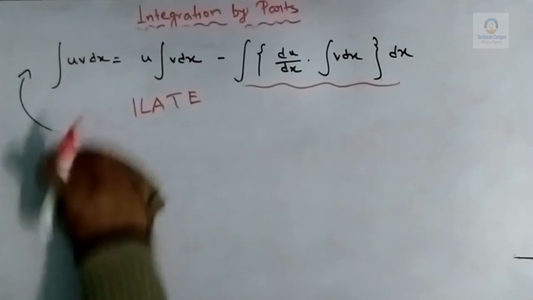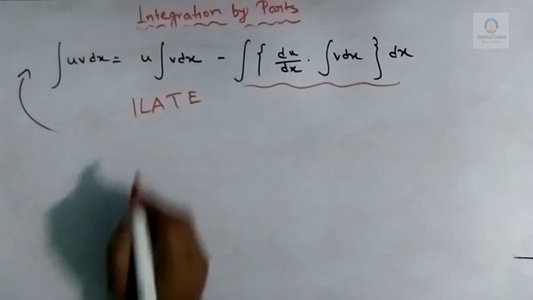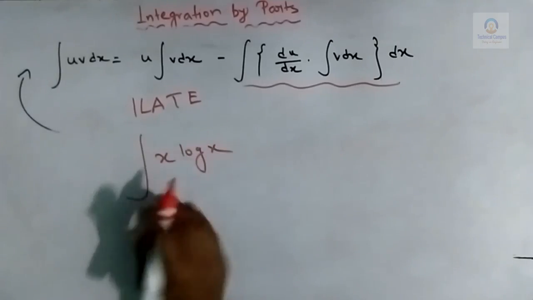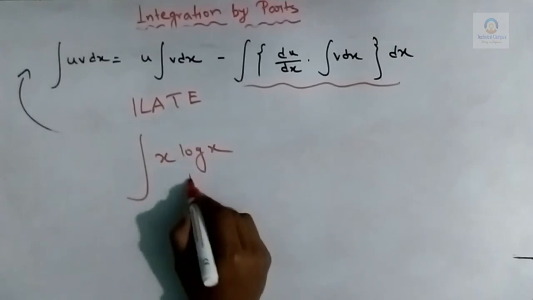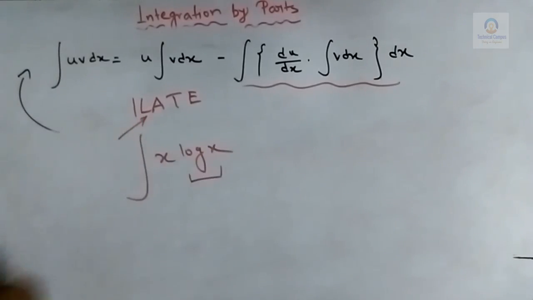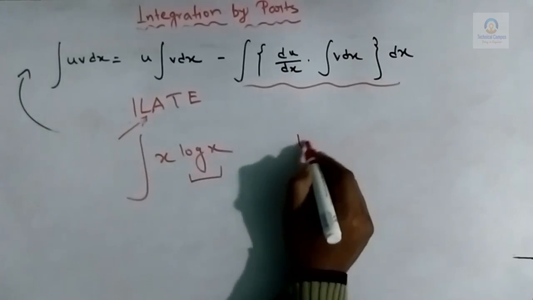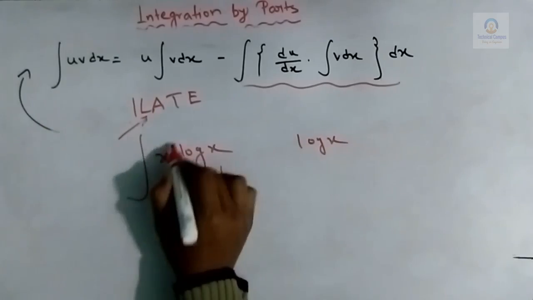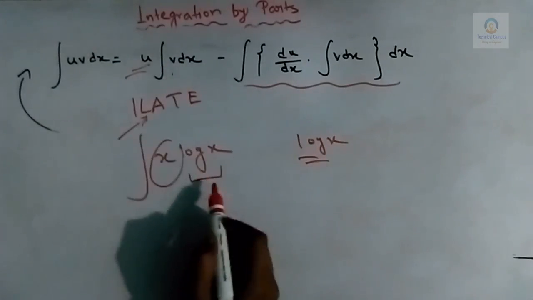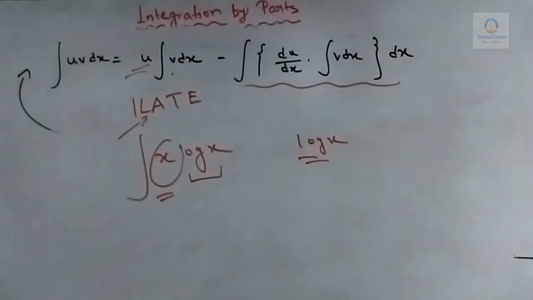Suppose we have the problem integration of x log x. In this case we will consider log x as the first function, because L comes first in the arrangement of LIATE, and x as the second function. So here u will be log x and v will be x. This is the way to choose the first function and second function.